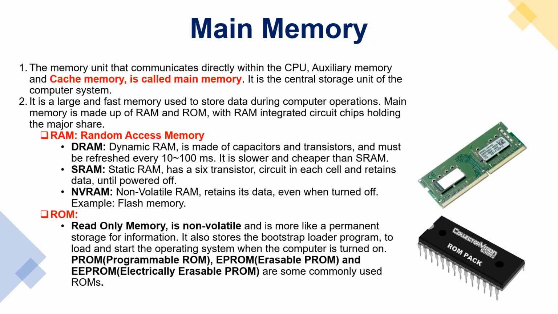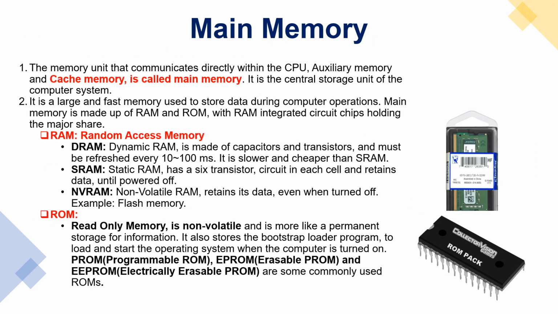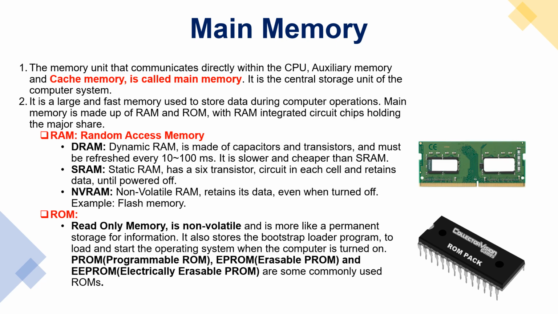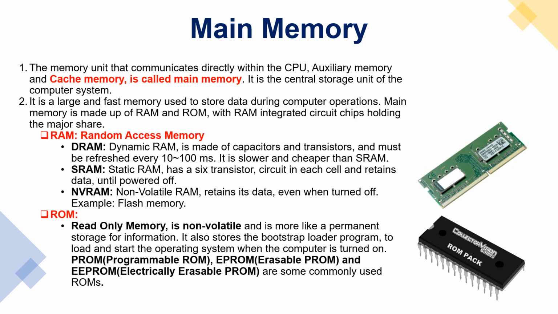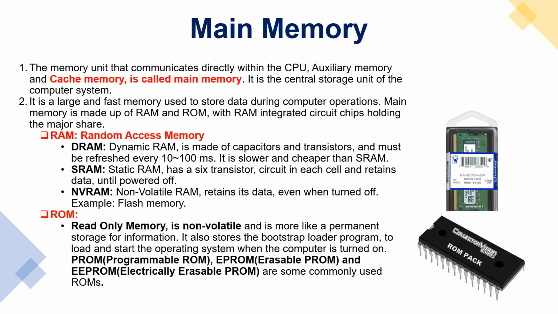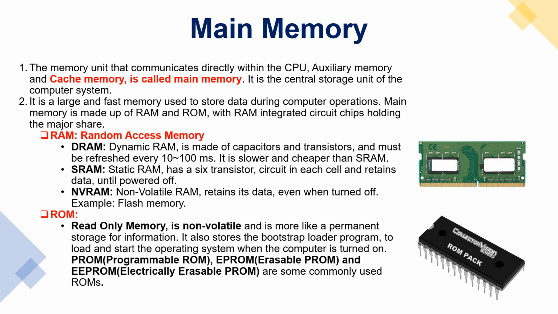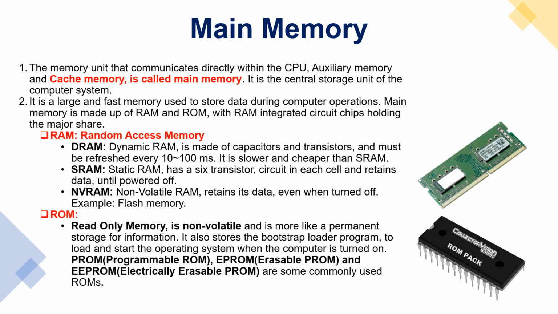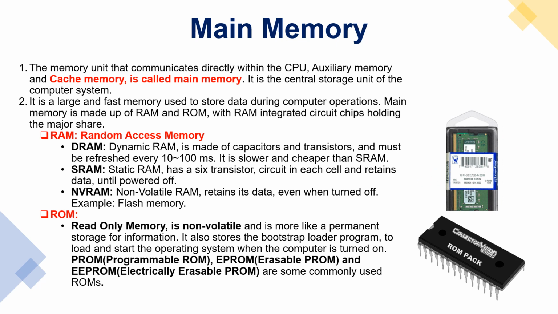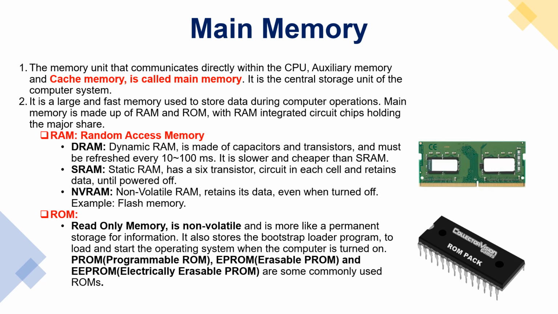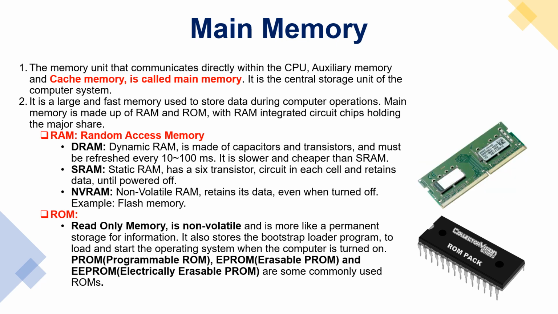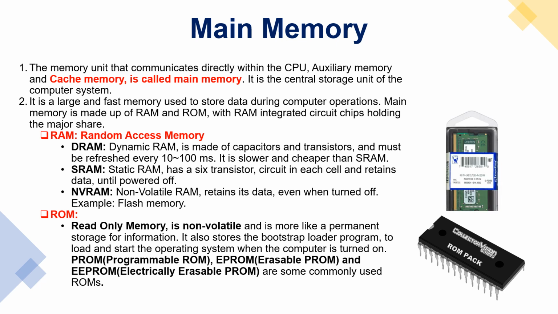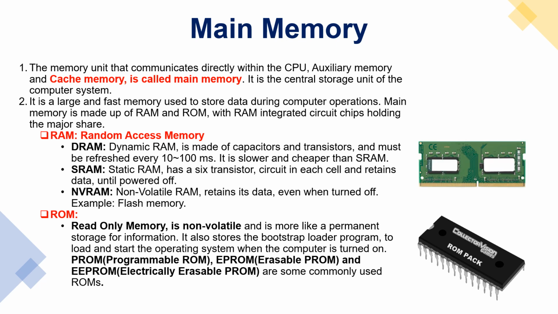Main memory. The memory unit that communicates directly with the CPU, auxiliary memory and cache memory is called the main memory. It is the central storage unit of the computer system. It is a large and fast memory used to store data during computer operations. Main memory is made up of RAM and ROM, with RAM integrated circuit chips holding the major share.